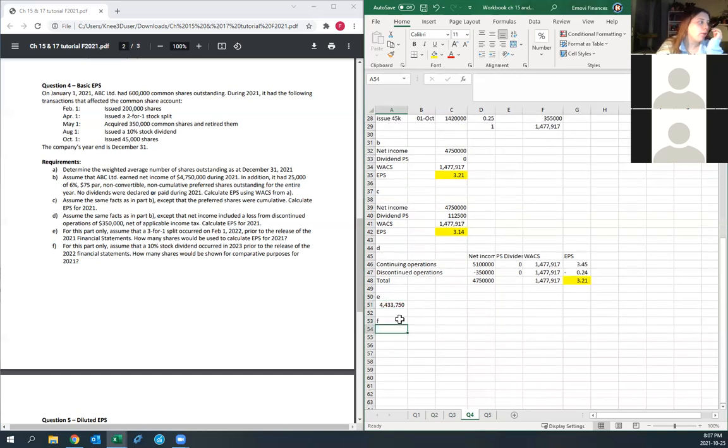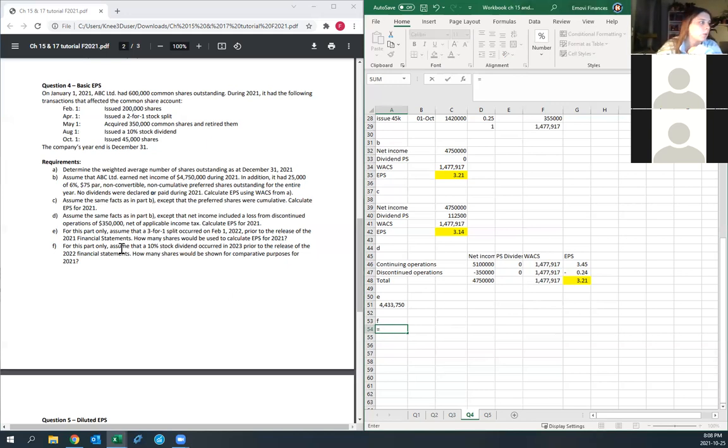And then for F, for this part only, assume that a 10% stock dividend occurred in 2023 prior to the release of the 2022 financial statements. How many shares would be shown for comparative purposes for 2021? It's the same as before, except that now it's the 2022 financial statements, but you still need to restate them to reflect the 10% stock dividend.